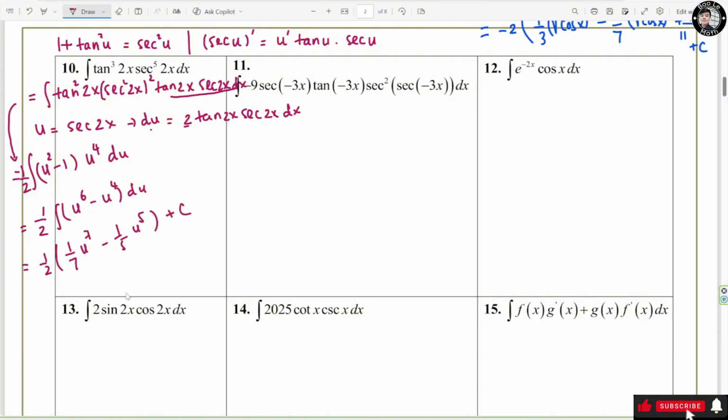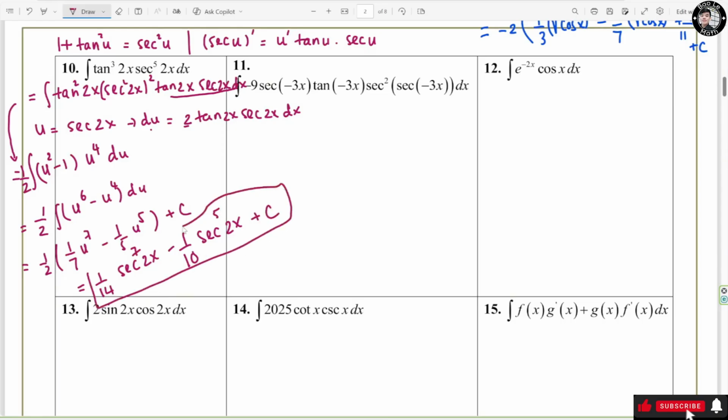Plus c. Substitute secant 2s for u, so the final answer must be 1 over 14 secant 2s to the 7, right? Minus 1 over 10 secant 2s to the 5th, plus c. This one is the final answer.